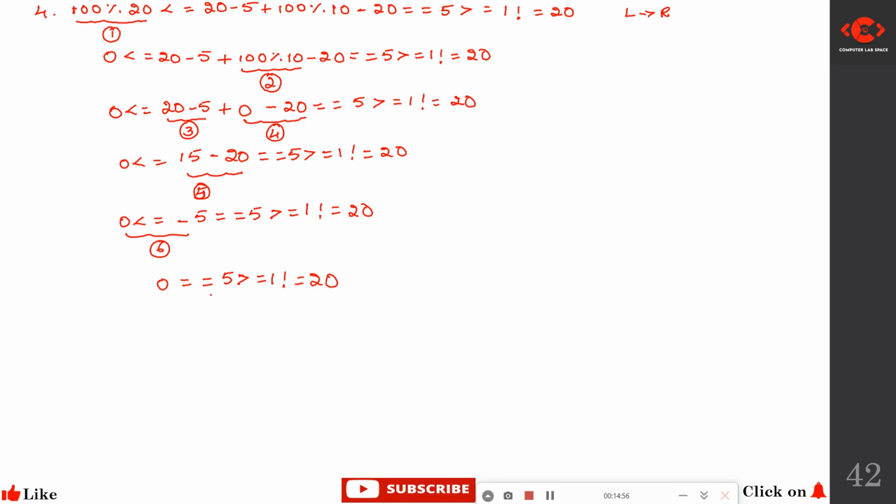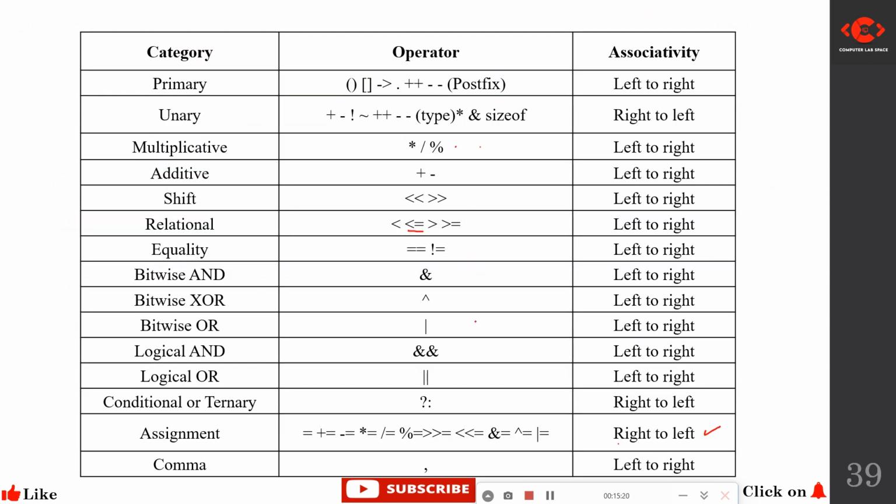Here the next priority is for 5 greater than equals 1. So 0 equals 5 greater than equals 1. Yes, the condition is true, so 1 not equals 20. Sorry for the previous one: relational operators include only less than equals and greater than equals, which have this priority. Next to this we have the equality priority, that is equals and not equals.